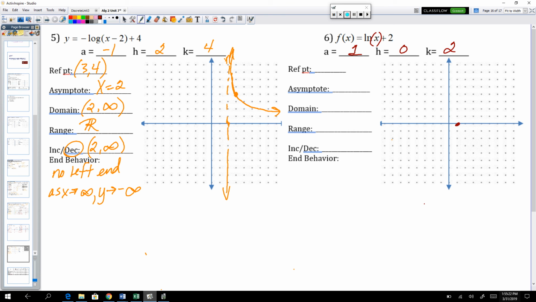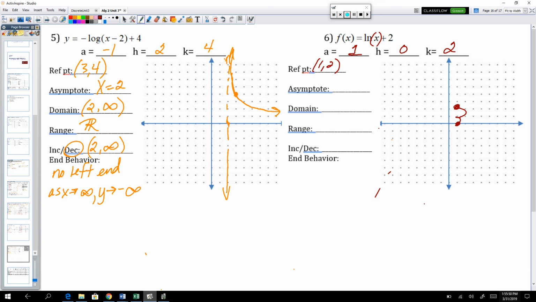And then k value is up 2, right? Positive 2. So if our original reference point was 1, 0, multiplying that y value of 0 by 1 does nothing to it. We're not shifting left or right, we are shifting up 2. So our new reference point on this graph is 1, 2.